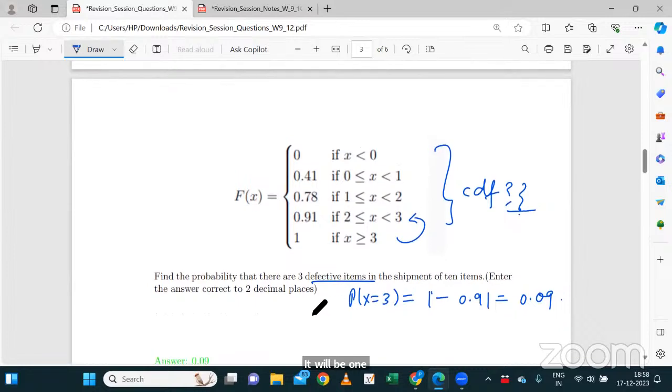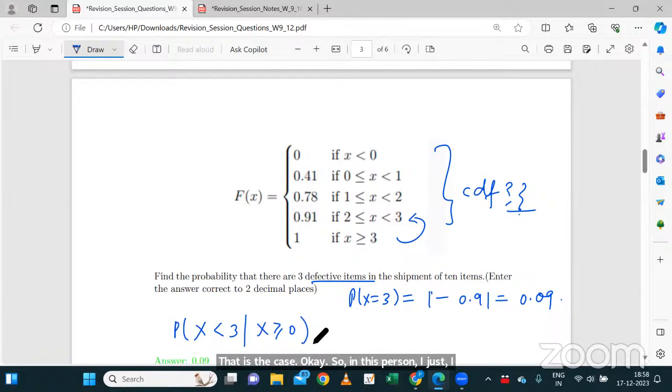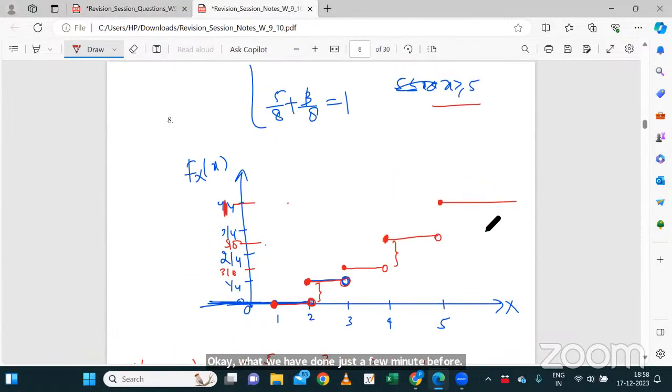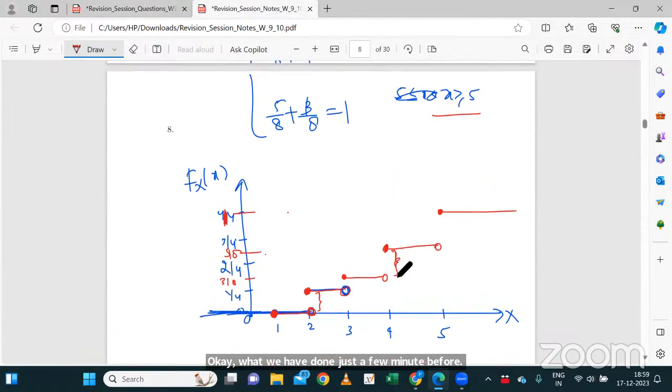Suppose in this question, I give you some twist. Let's say I ask what is the probability of x less than 3 given that x is greater than or equal to 0. Why did you subtract this from this? What we have done just a few minutes before? If you want the probability at a single point, a singleton point, then this is the jump. You have to subtract from the upper to the lower one.